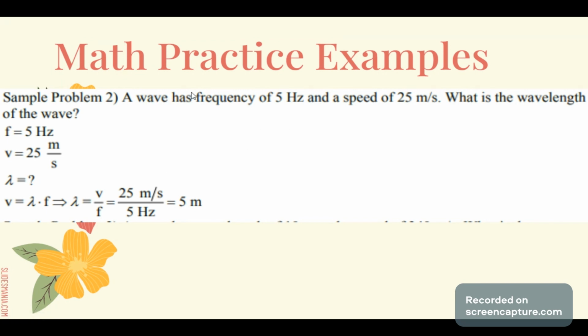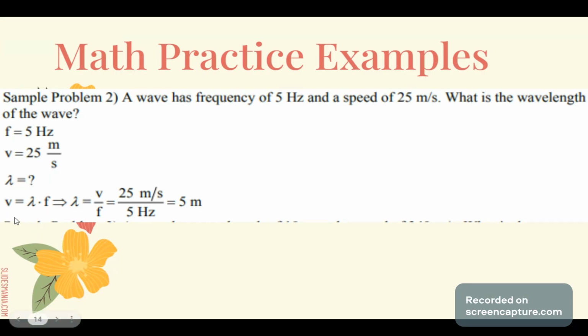Even if the question didn't say a wave has a frequency of 5 hertz, even if it just said 5 hertz, we would know that that's a frequency because hertz is the unit for frequency. And we know that this is a speed because meters per second is the unit for speed. So now we've got our frequency, 5 hertz, our velocity, 25 meters per second. We're trying to find the wavelength.